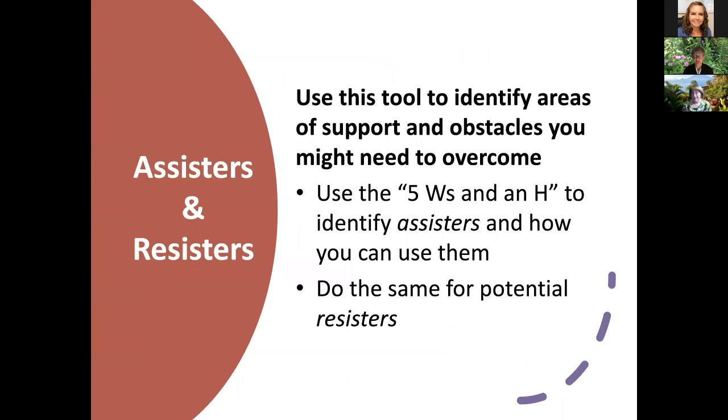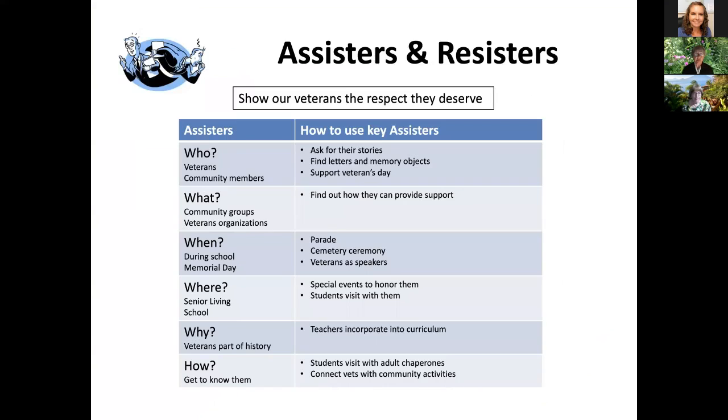Another tool is called Assisters and Resistors, and you can use this to help you identify areas of support and obstacles you might need to overcome. So you kind of think of the 5 W's and an H: who, what, where, when, why, and how, for your assisters, and how you can use them. And then you do that for potential resistors. So this is again for the project on showing veterans the respect they deserve.